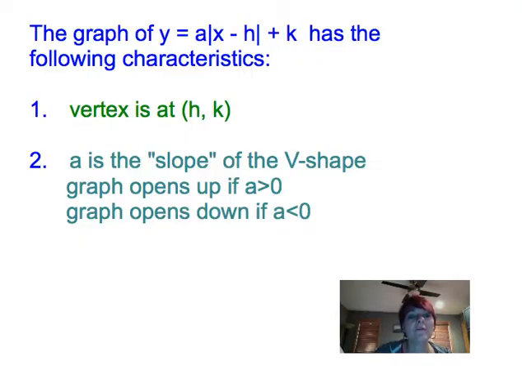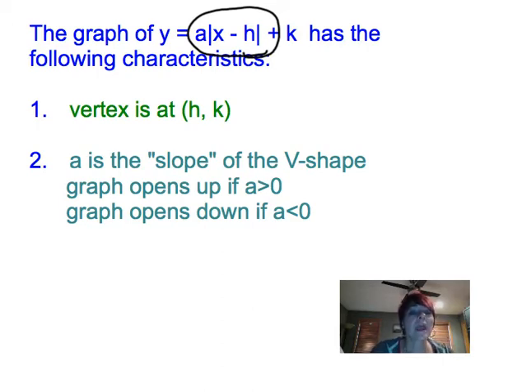First of all, the graph of y equals a times the absolute value of x minus h plus k has the following characteristics. First of all, the vertex is at the point (h, k). Now notice in the equation, we've got x minus h inside that absolute value, and down here for the vertex, it's positive h. So it's always going to be the opposite of what's inside that absolute value for h. But the k is going to be the same sign as what's outside the absolute value.